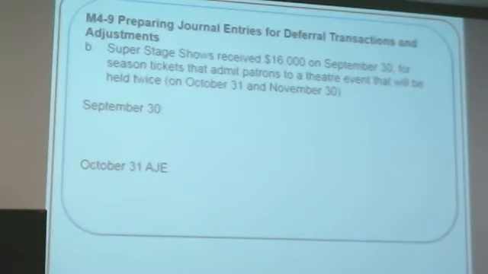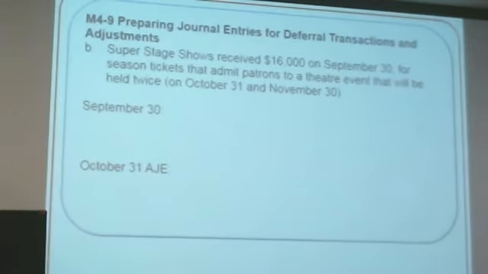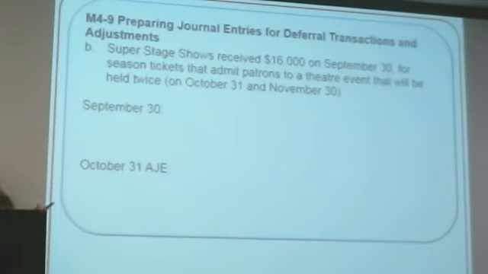Super Stage shows received $16,000 cash on September 30th for season tickets that admit patrons to a theater event that will be held twice. Once on October 31st and once on November 30th. So what is the transaction initially when they receive the cash, and then how do we adjust after one event has taken place? So go ahead and work on that.